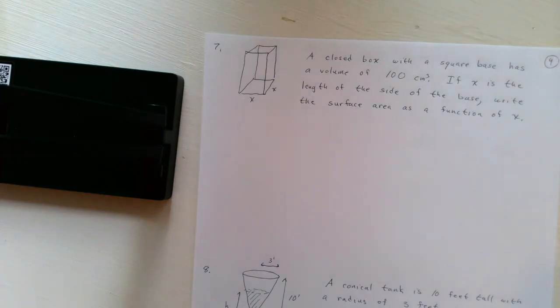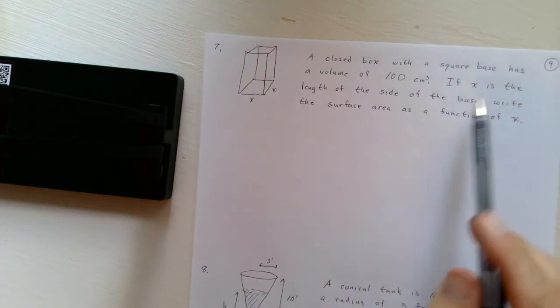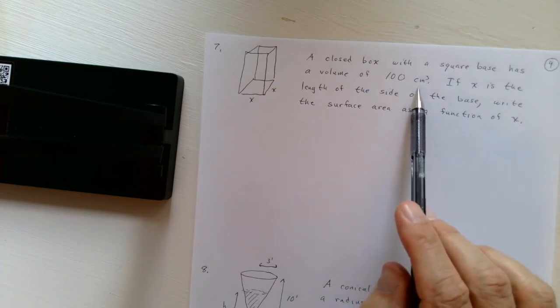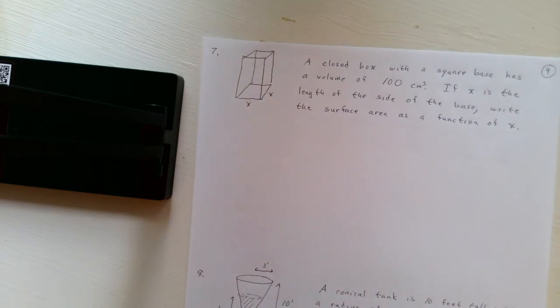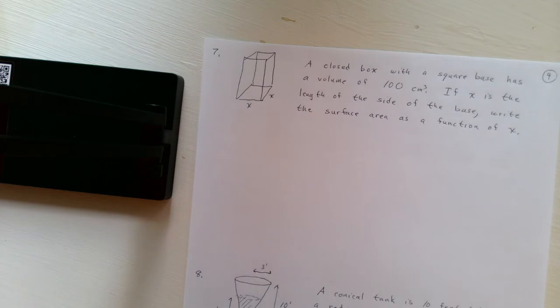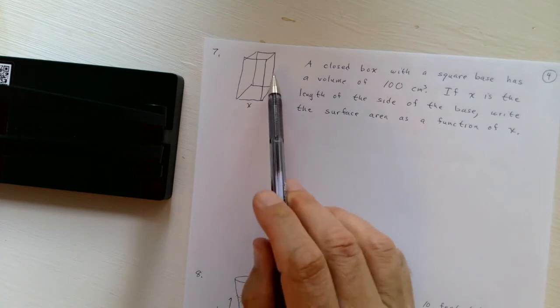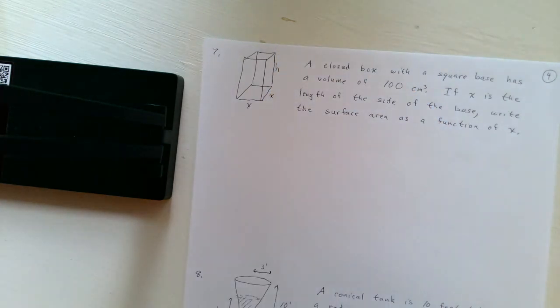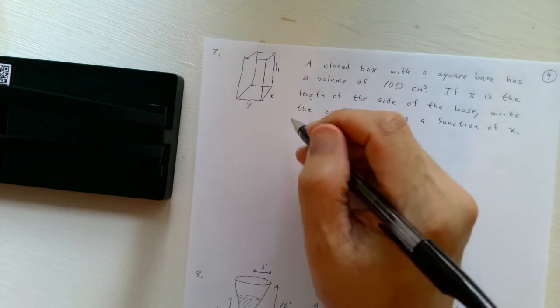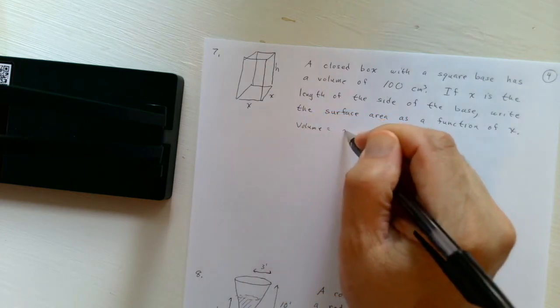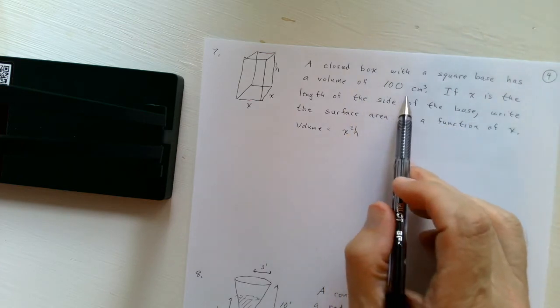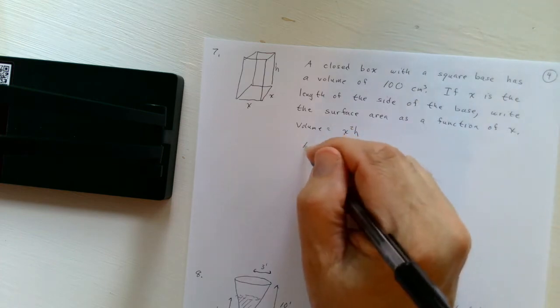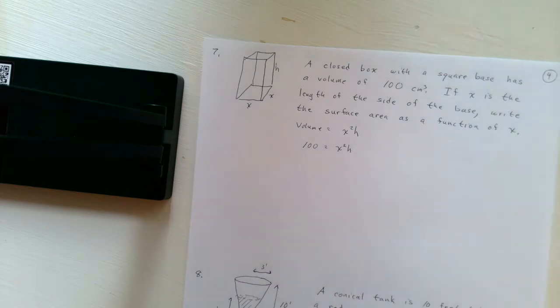For example 7, we have a closed box with a square base and has volume of 100 cubic centimeters. If x is the length of the side of the base, write the surface area as a function of x. Okay, so we need to know the formula for the surface area and the volume. The volume is length times width times height, but in this case the length and the width are both equal to x. We can call the height h. Then the volume is x squared times h. But we're given that the volume is 100 cubic centimeters, so we get 100 is equal to x squared times h.